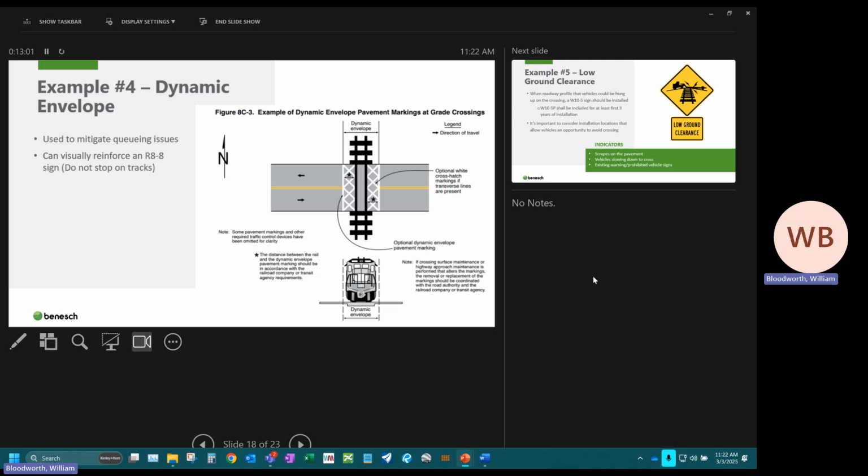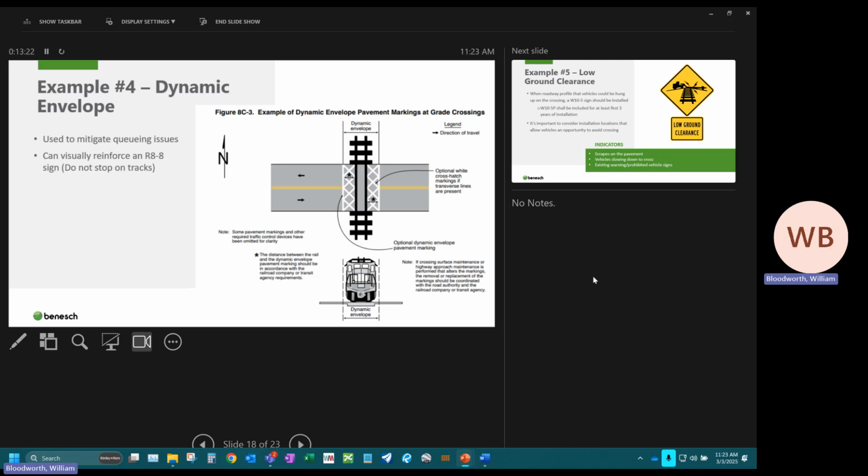Okay, no more site distance. The fourth thing we're going to talk about is dynamic envelope. This is another semi-simple pavement marking that can be included at a crossing, again, to give drivers a visual indication of an upcoming safety issue or the crossing. It usually goes along with what Kylie talked about, that R88 situation with the small storage.